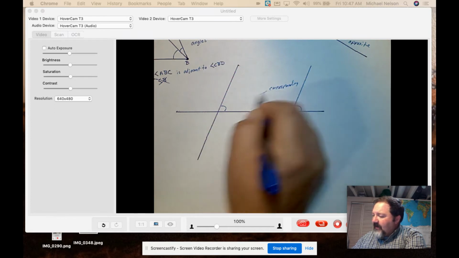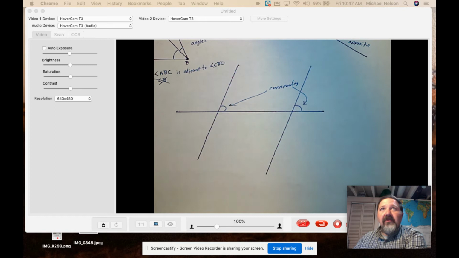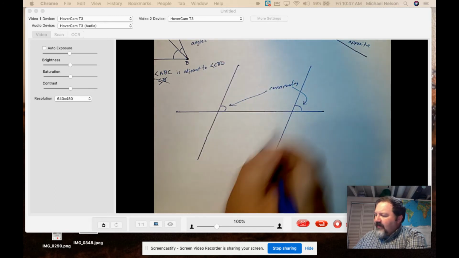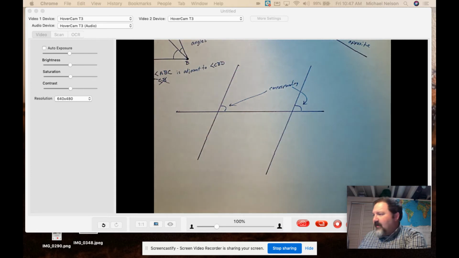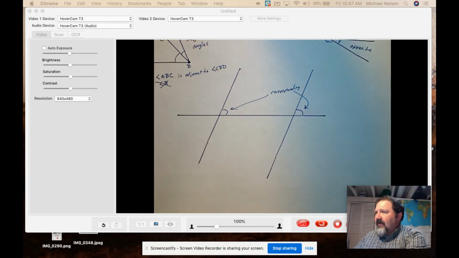I said we weren't going to get into it, but I'm going to label them anyway. These are the corresponding angles. And then you've got things like alternate angles and more like that. But for now, we're not going to worry about this stuff. We're going to go into the classifying of angles and triangles.